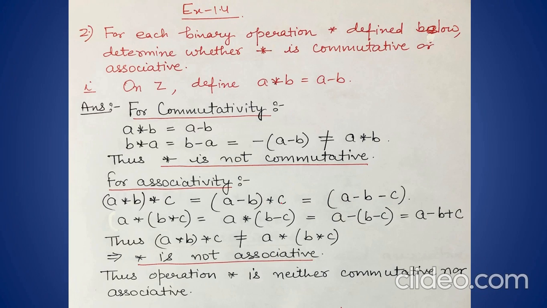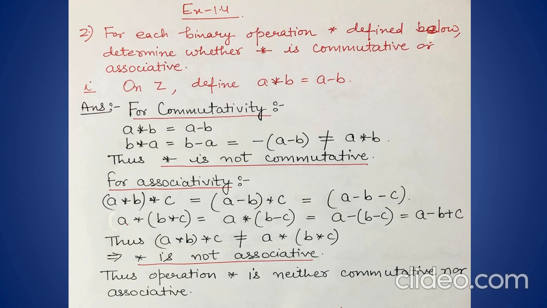You can see from here our binary operation is between two elements A and B and it is given by first element minus second element. So if we are applying it on A minus B and C, that will be first element is A minus B, then minus second element is C. So it is A minus B minus C.